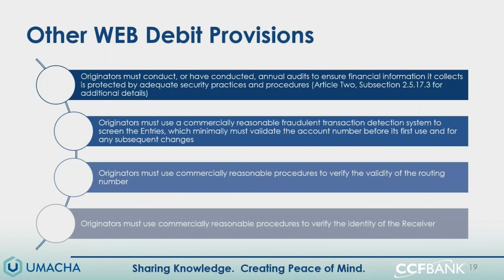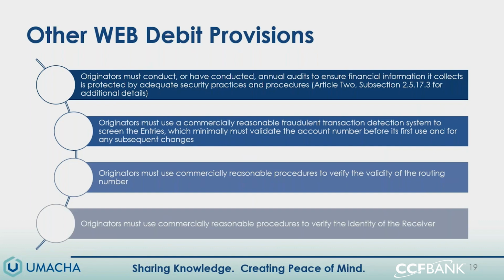So this top one is important to understand. If you are obtaining payments over the internet or wireless network, then you are a web debit originator. Even if you obtain one entry every other year, you're still a web debit originator. So we need to conduct or have conducted an annual audit of your systems to make sure that you're adequately protecting that information when it's within your environment. Meaning you're doing things like encryption or secure transmission of that data. You're not just having it sitting out there unsecured for anybody to access.